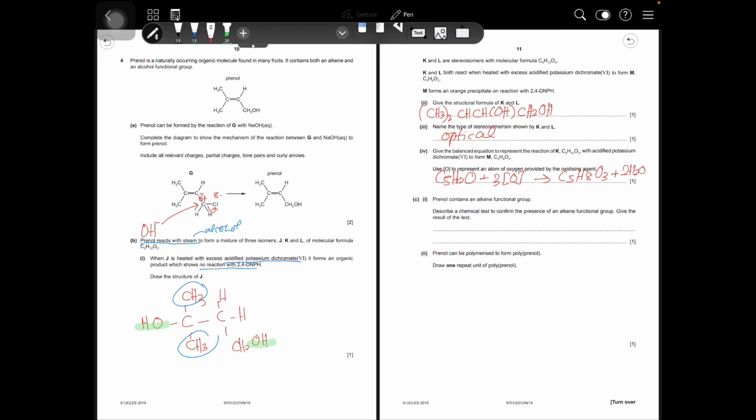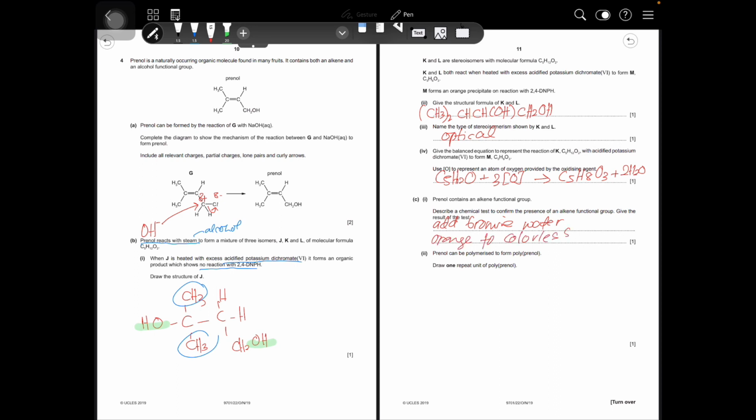So prenol contains an alkene functional group. Describe a chemical test to confirm the presence of an alkene functional group. Give the result of this reaction. So alkene can be tested using bromine water. So you will add bromine water, which is orange in color. When you add alkene, they will undergo an addition reaction, and the color will change from orange to colorless.